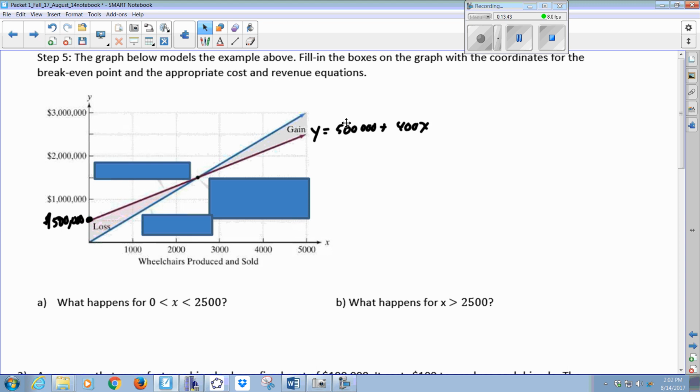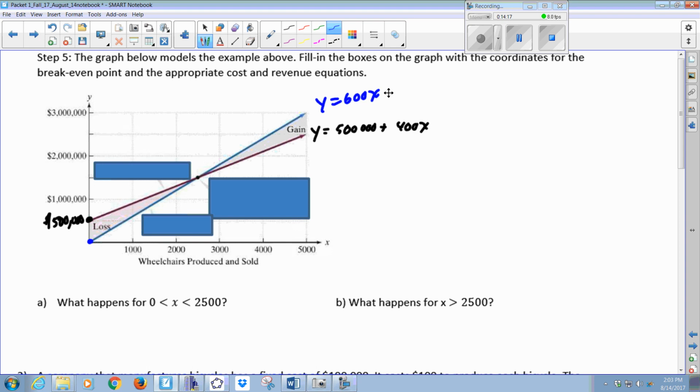Your revenue is 600x. So that starts at the origin. You don't go into this situation making money before you even produce any wheelchairs. So the red line represents the total cost and the blue line represents the total revenue. So this question asks us to fill in the boxes on the graph with the coordinates for the break-even point and the appropriate cost and revenue equations.